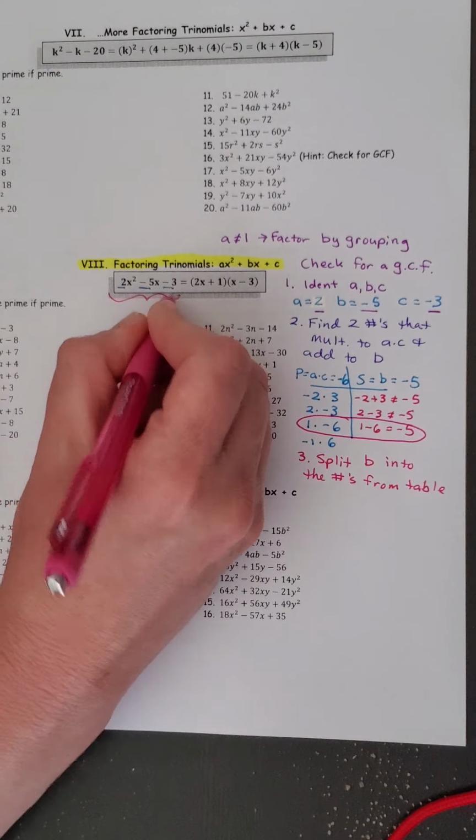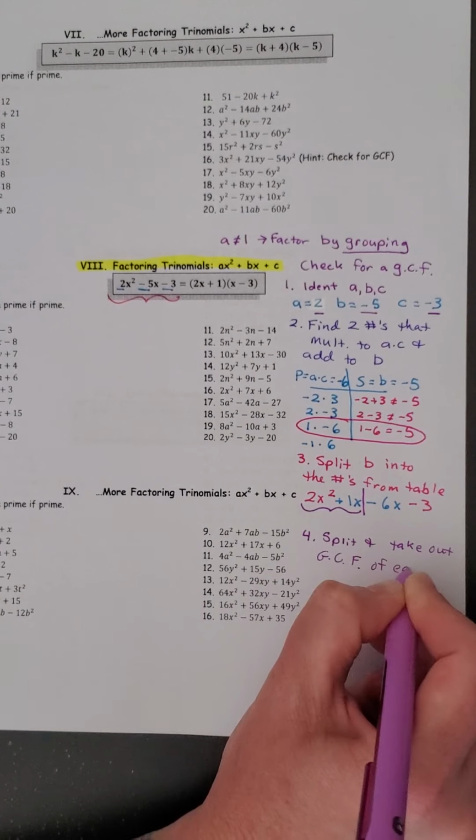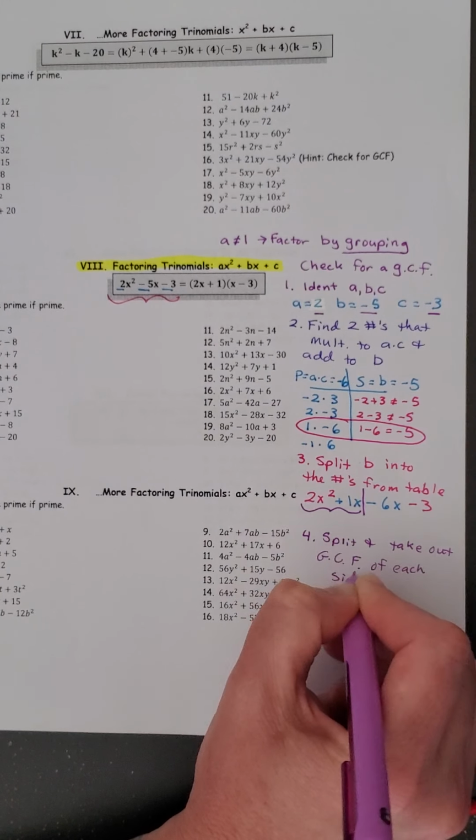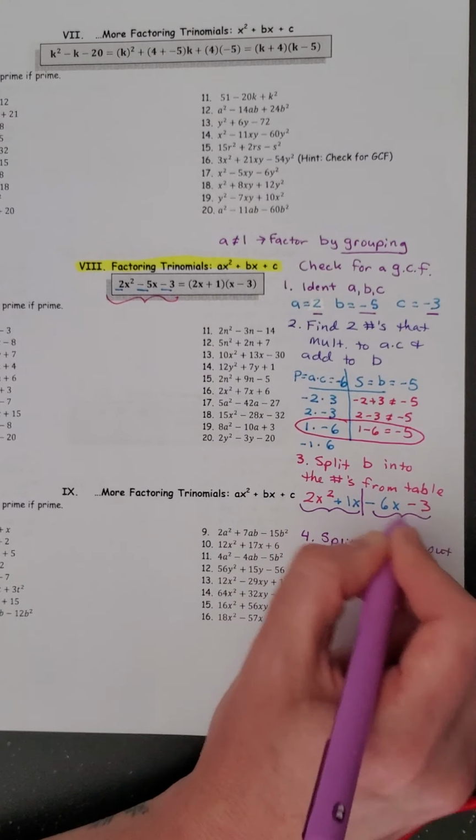And the reason that I'm doing that is because I want 4 terms. Because I'm doing something called factoring by grouping, which means I'm going to group them or pair them. And I can't pair 3 terms, but I can pair 4. All right, so I'm going to split it and take out the GCF of this side. So the next step, 4, split and take out the GCF of each side.